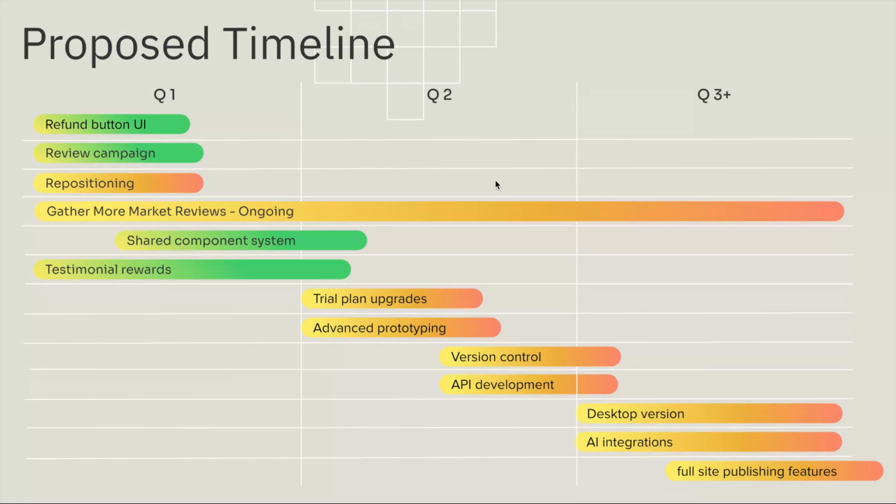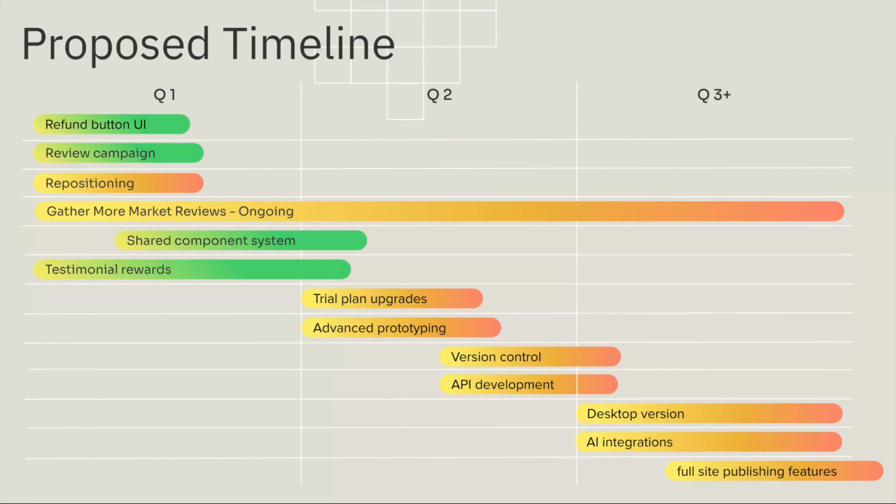Okay, so finally we reach the end of my presentation, and this is my proposed timeline in a Gantt-style chart. In quarter one, we should work on the refund button UI, review campaigns, market repositioning, revising the homepage look and feel, gathering testimonials by giving rewards, and continuously gathering reviews on third-party sites. Also, we can have a feature like a shared component system.